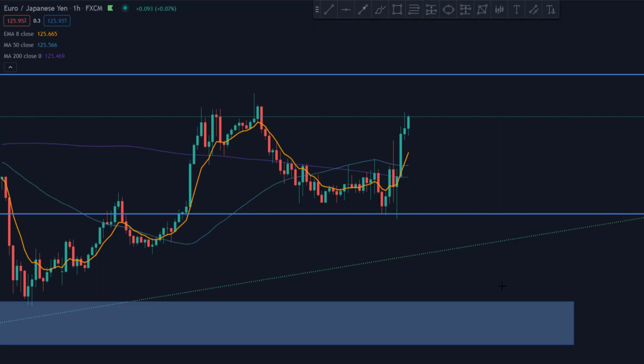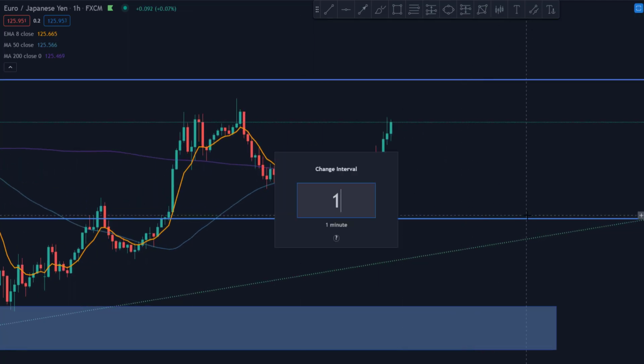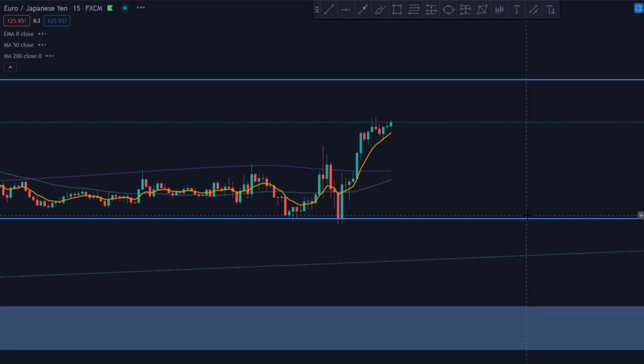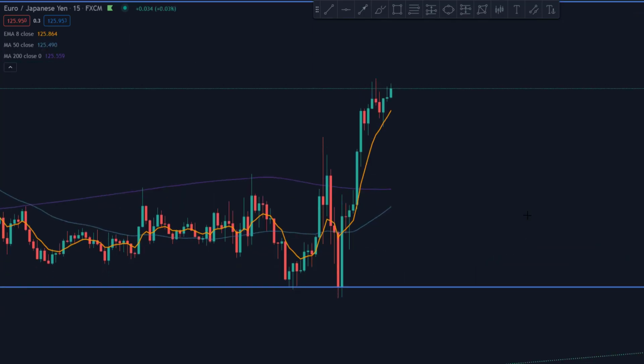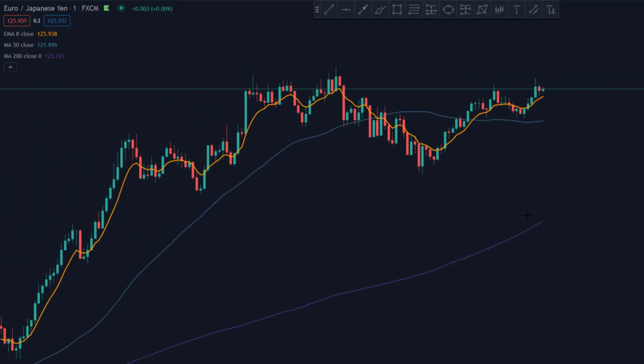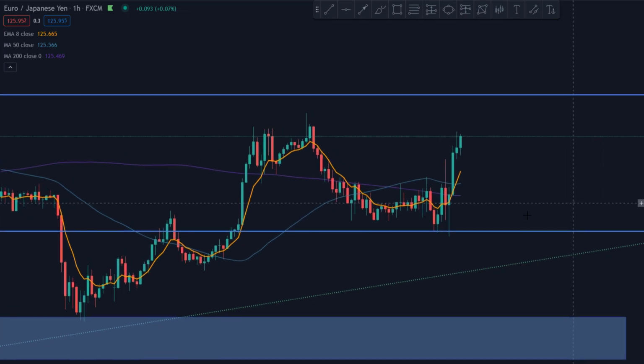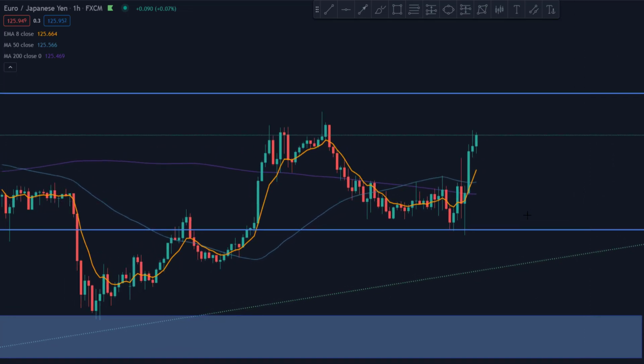So basically, it's so easy to use this strategy, and you can use it in any time frame. As you can see, if I go to 50 minutes, this strategy also works. If I go to 1 minute, this strategy also works. So it could be for swing trading, scalping, or intraday trading, it doesn't really matter. So it's up to you. It's so easy to get it and put this strategy into action.